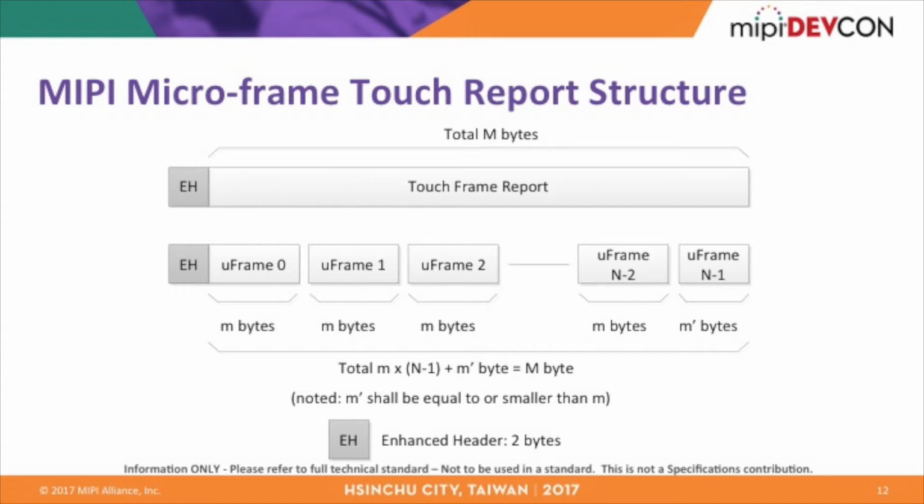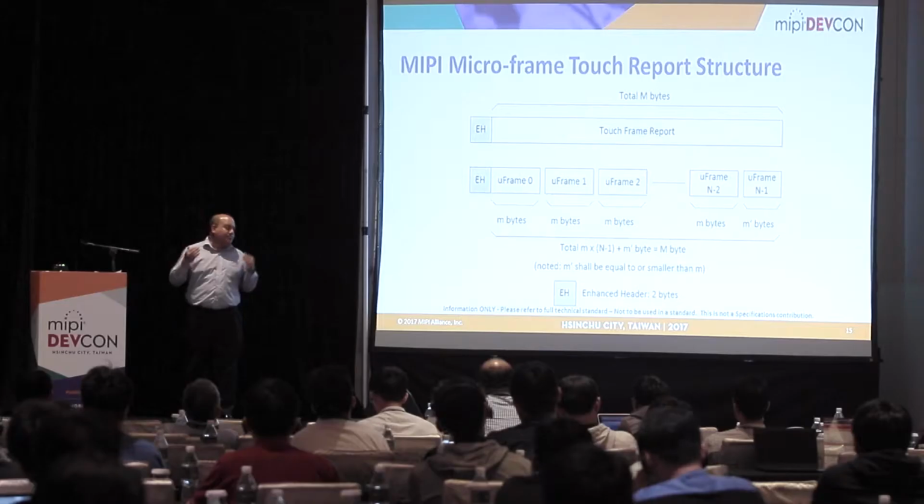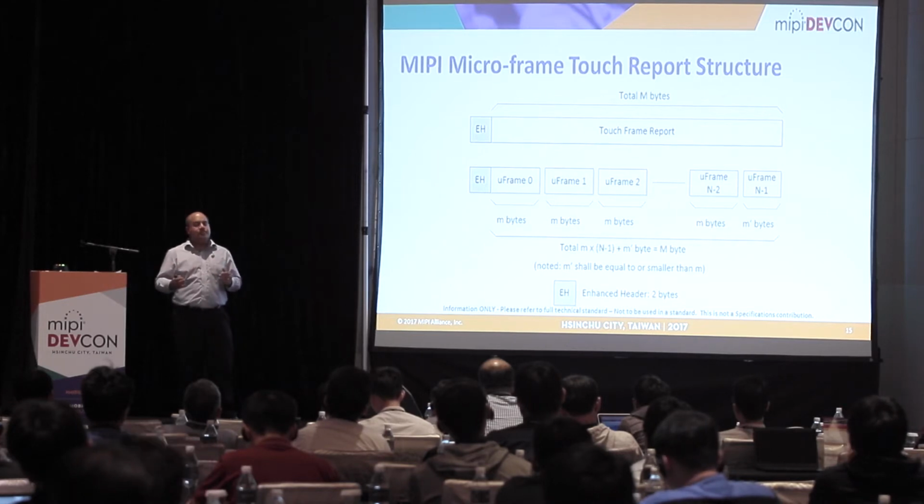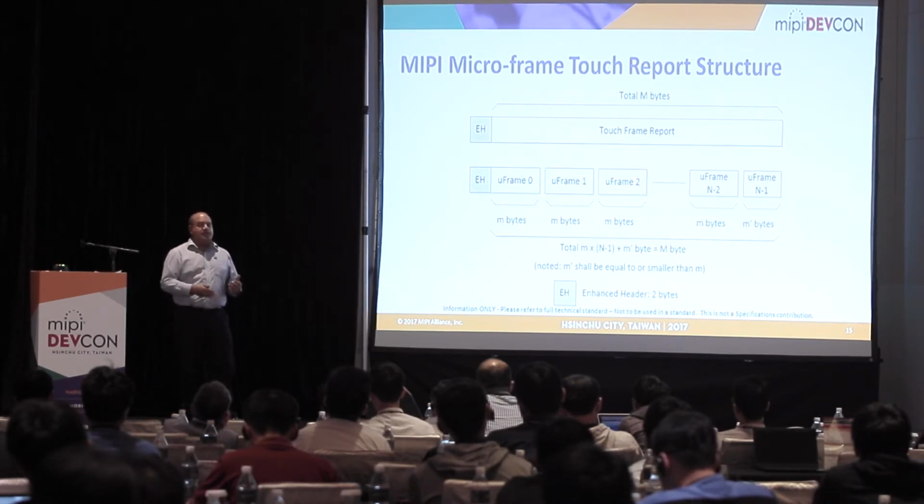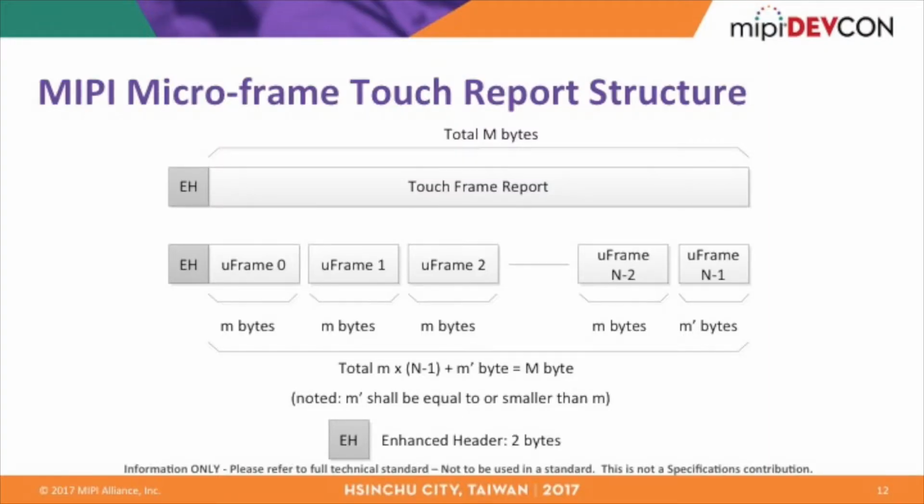Now, one of the questions you may be wondering is how do we organize the touch sensor information to transmit it efficiently with that mandatory data byte?